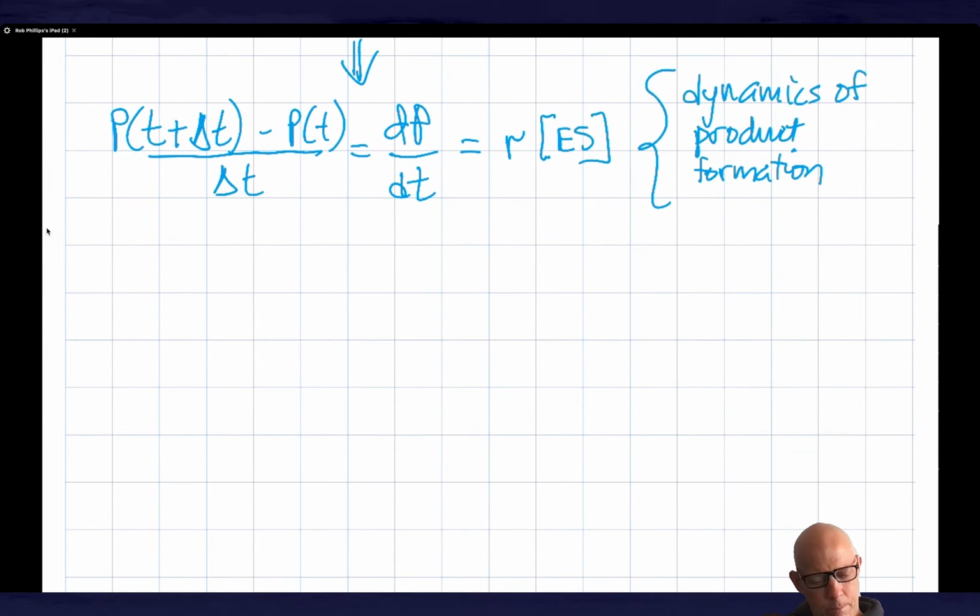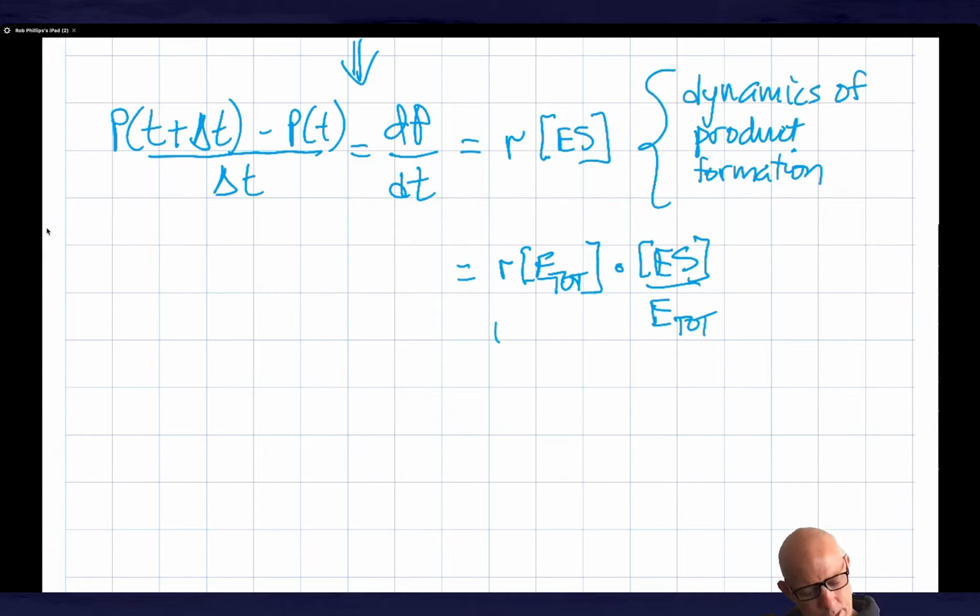And just because I want to simplify things, I'm going to rewrite this as R times E tot, and then multiplied by ES over E tot. And this thing I'm going to give a name, which is Vmax. Why would I do that? Because the fastest that I could make product is if every single one of the enzymes that's present is cranking out product at a rate R.